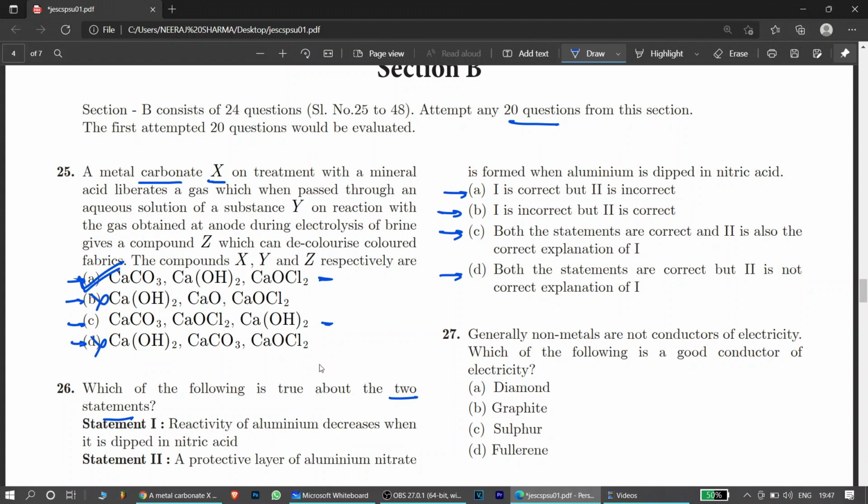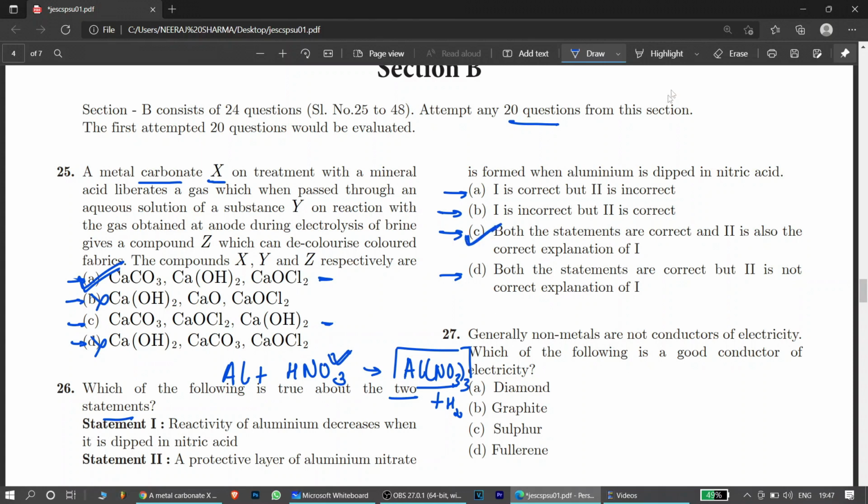So what happens here is aluminium, when reacted with nitric acid, forms Al(NO3)3 plus H2. This is aluminium nitrate. Alright, and the reactivity of aluminium decreases as HNO3 is an oxidizing agent. So both the statements are correct, and statement 2 is the correct reason for statement 1. So it is option C.